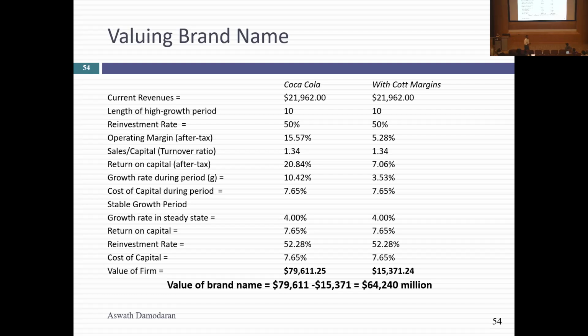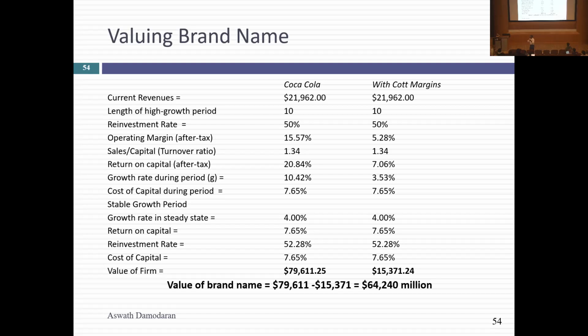I said, okay, let's play a game. Let's suppose we all wake up tomorrow with selective amnesia, the entire world. And the only thing we don't recognize is that red can and the words Coca-Cola. It's every marketing person's nightmare. Let's make it come true. Your brand name goes away. What happens? Your pricing power goes with it, right? You know what Cott's margins are? 5.28%, one-third of Coca-Cola's margins.